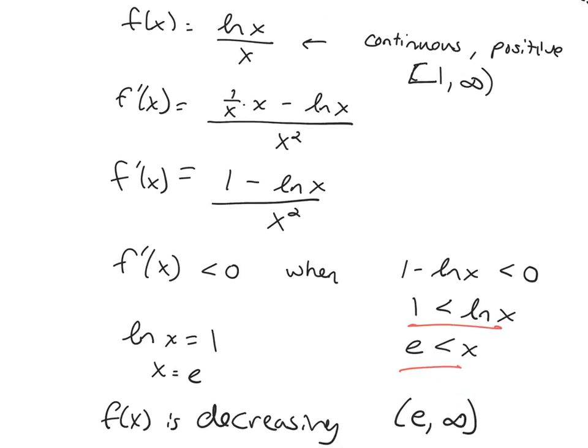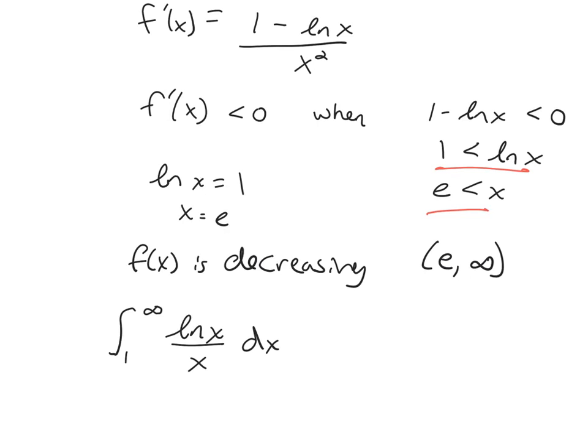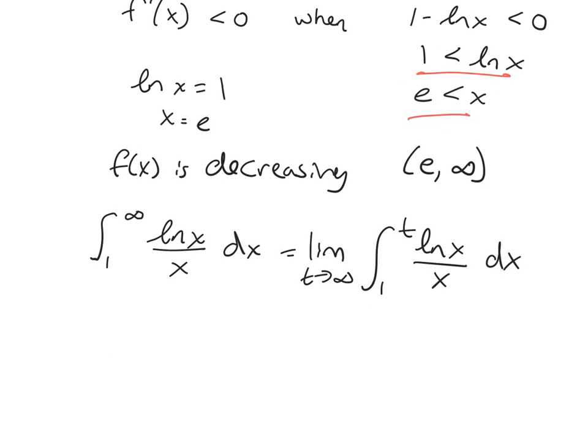So are we really even going to be using the e? No, we just needed to know that our function was decreasing after a certain point. So after e, my function decreases. But we don't need to know that specific value, no. All right, so now let's put in a limit, right, for an improper integral. We want to integrate ln of x over x.